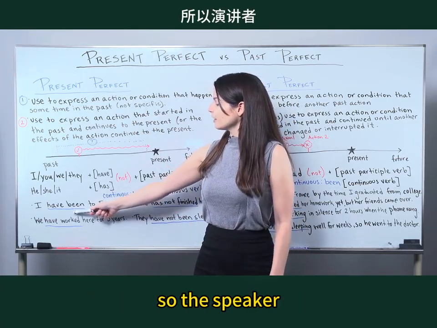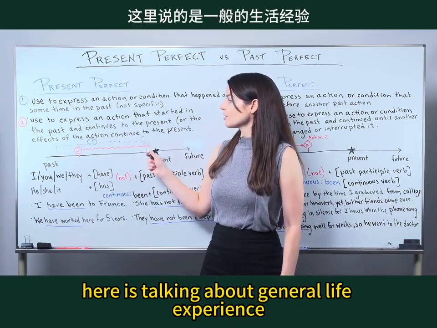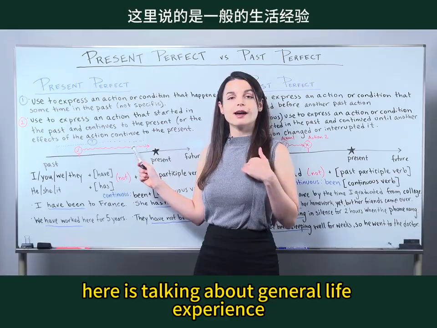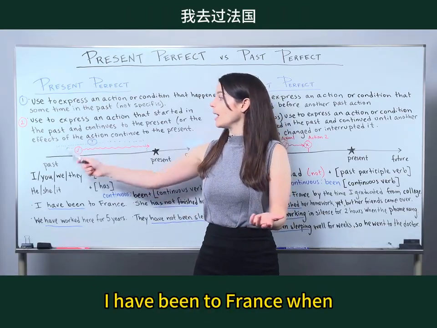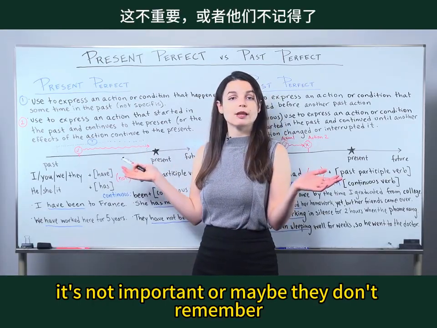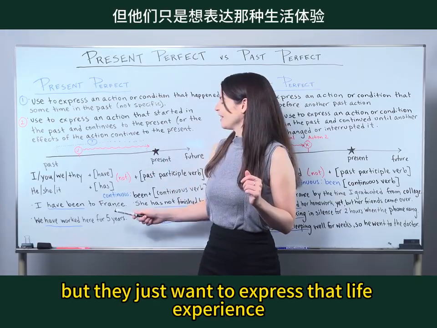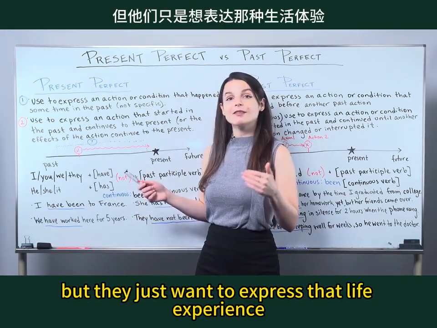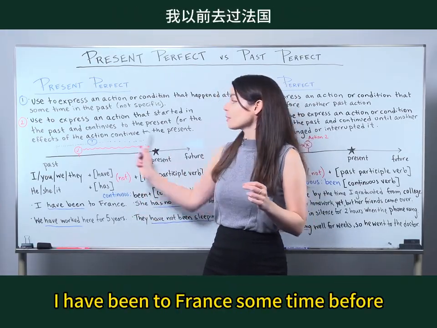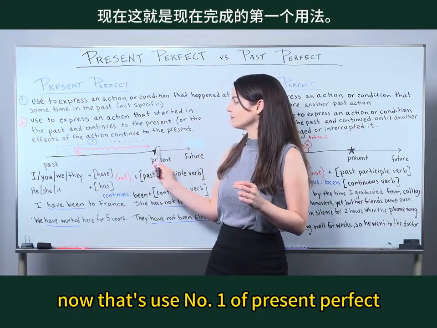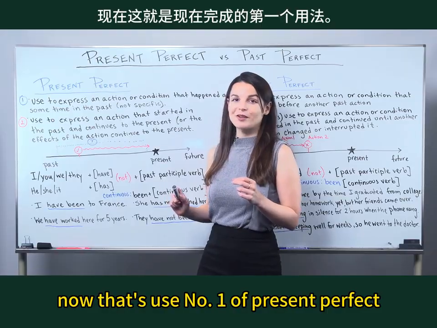So the speaker here is talking about general life experience. I have been to France. When? It's not important. Or maybe they don't remember. They were very young. But they just want to express that life experience. I have been to France sometime before now. That's use number 1 of present perfect.